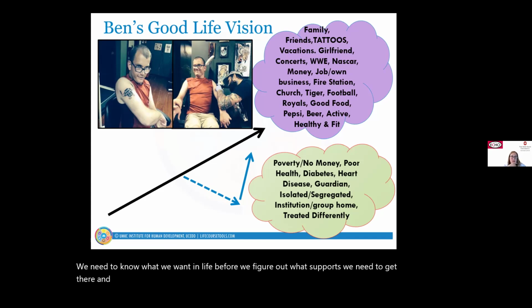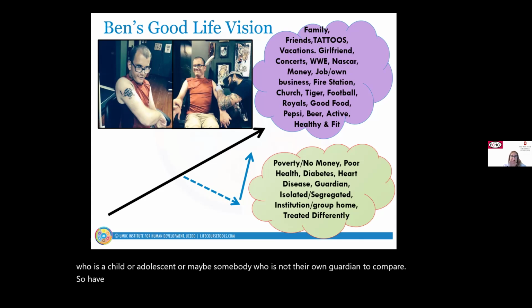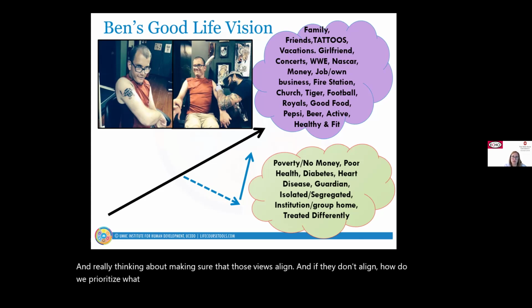And I think, again, this is another good one to do if you're working with someone who is a child or adolescent, or maybe somebody who is not their own guardian, to compare. So have them do it, or have a conversation about it, and then have a caregiver do it. And really think about making sure that those views align. And if they don't align, how do we prioritize what is most important to having a good life? Compromising. Any questions about those two tools yet?